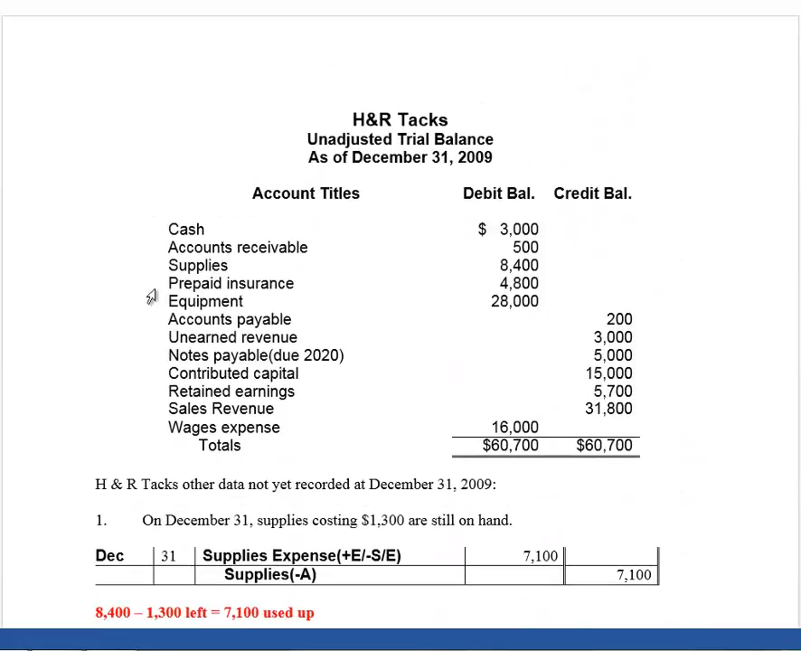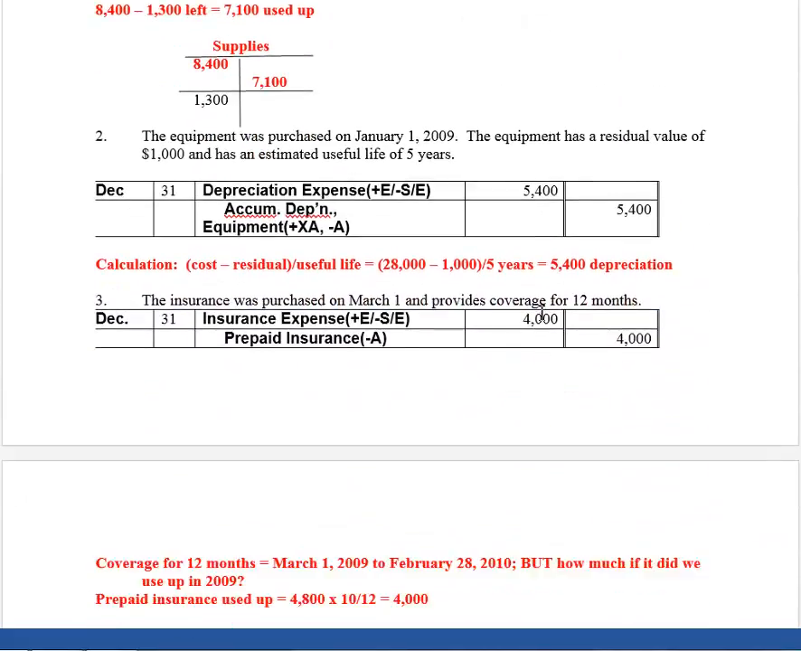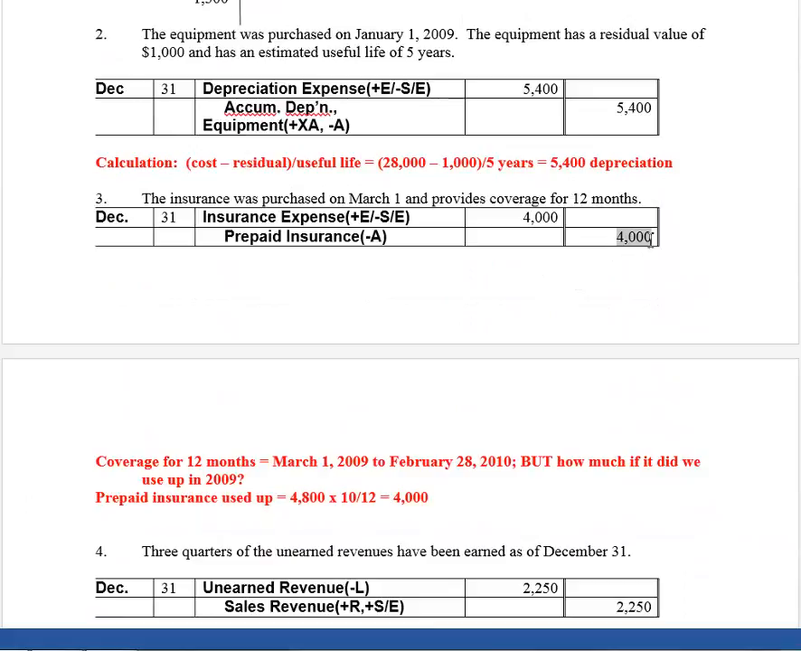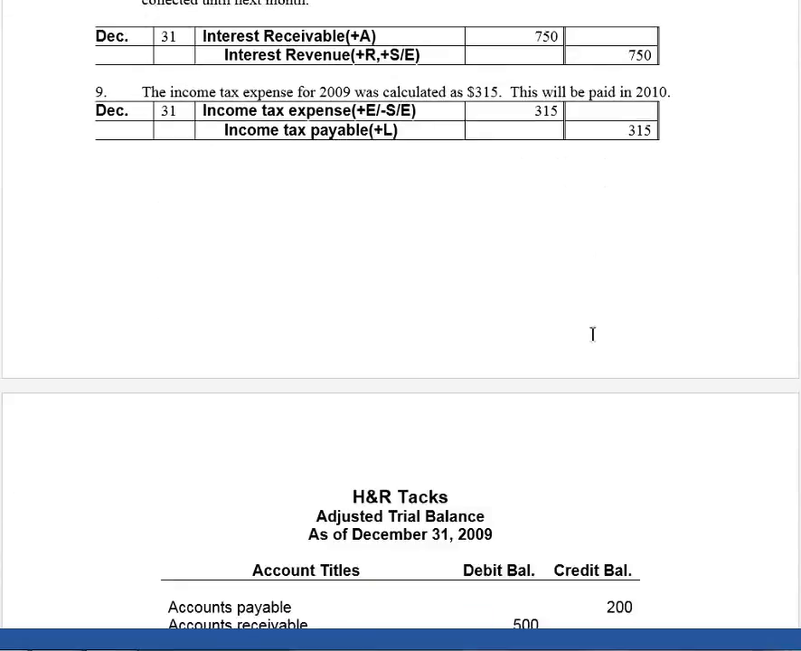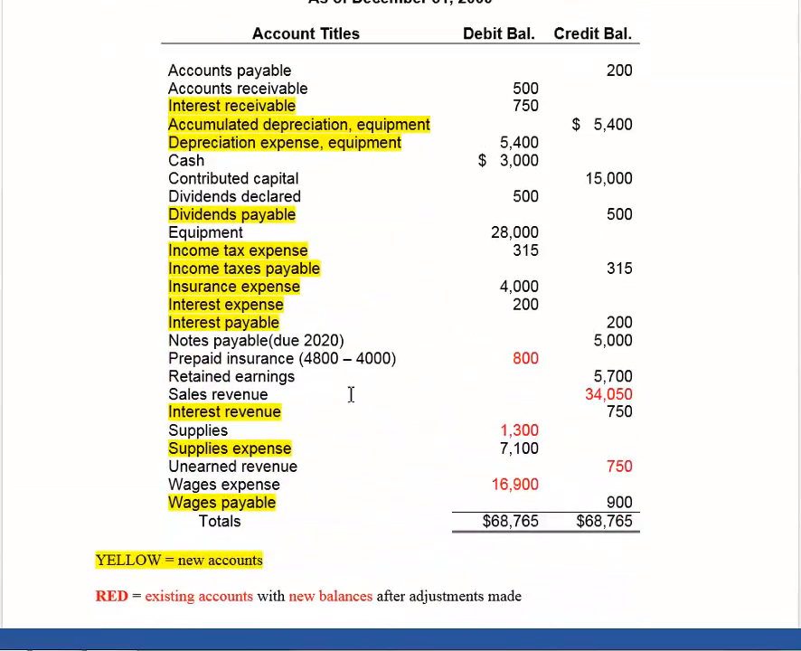You'll see here we had prepaid insurance, $4,800, but you'll remember we credited that account because we had to record the fact that we incurred a cost. We used up some prepaid insurance for $4,000. We did that calculation here. So $4,800 that we had less $4,000 we used up is $800. So you can go through and verify for yourself why these are all changing, but we know that to be the case.